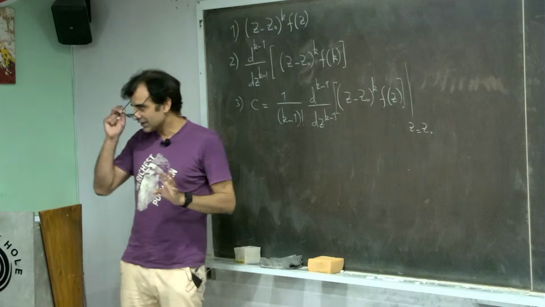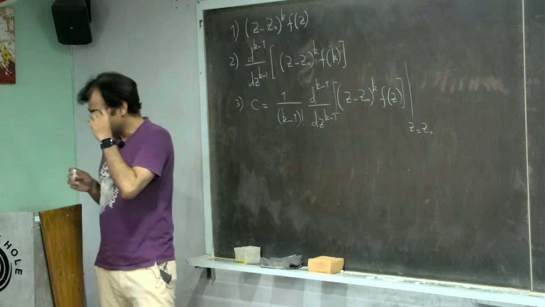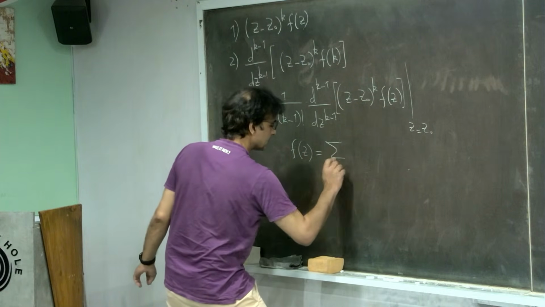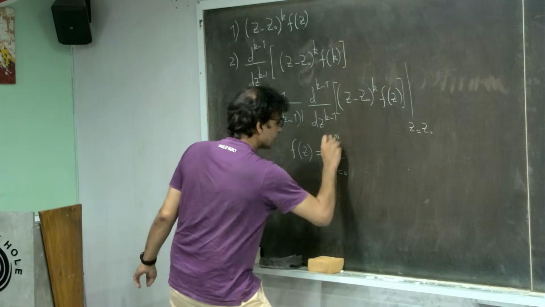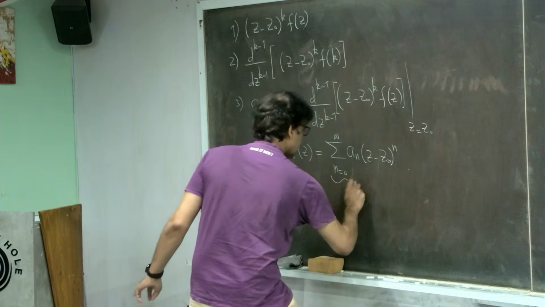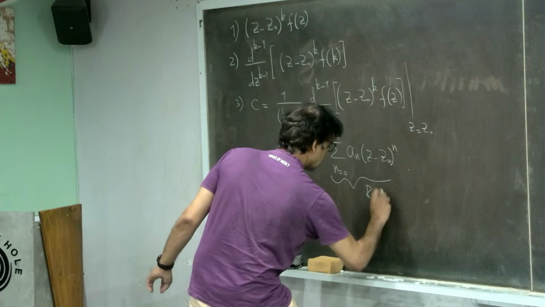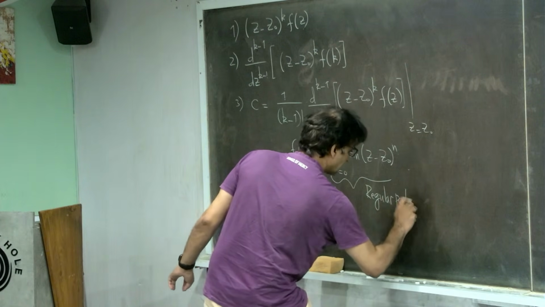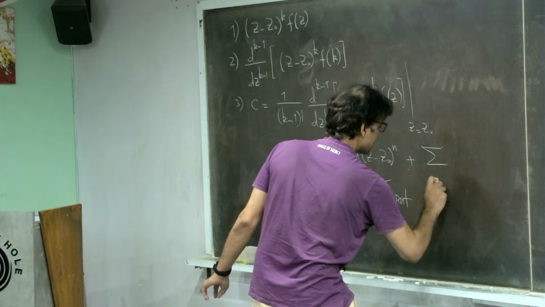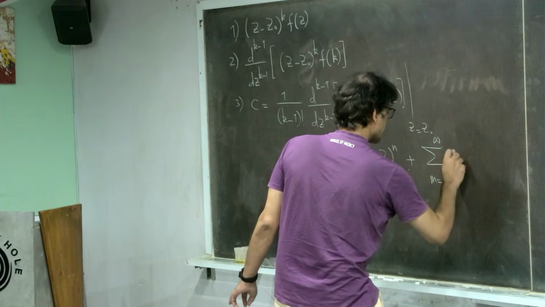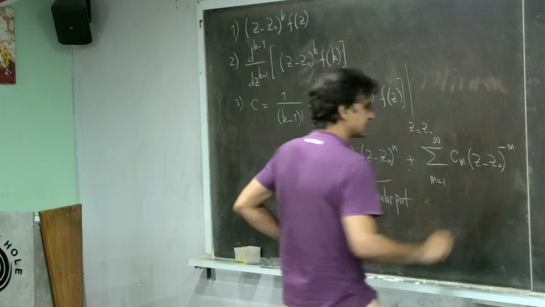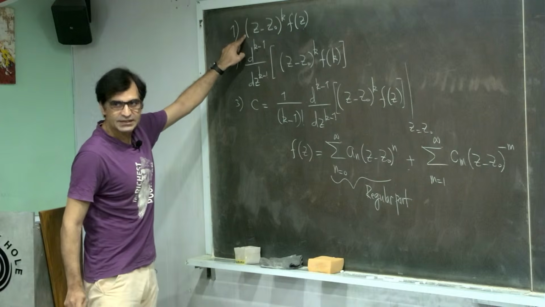Do you want me to do all these steps? Because last time I did it very quickly. If you remember, f of z is the summation n equal to 0 to infinity of a_n times (z minus z naught) to the power n. We usually call this the regular part, plus the summation m equal to 1 to infinity of c_m times (z minus z naught) to the power minus m. Now you have to do the first step.